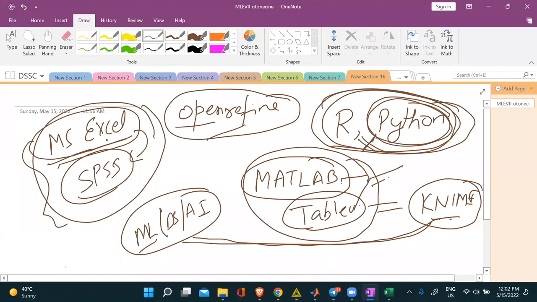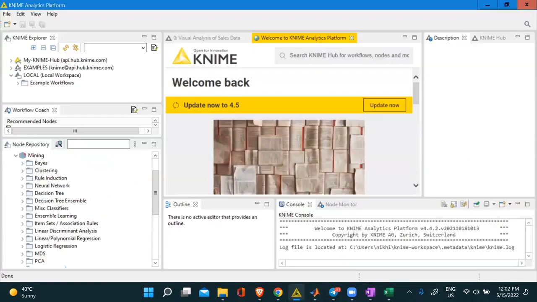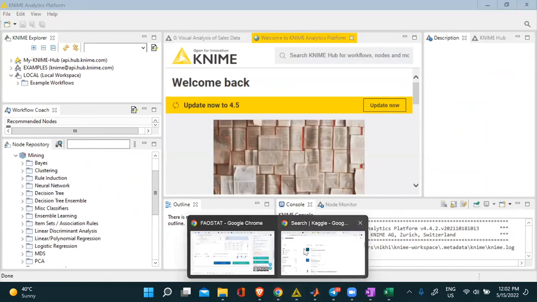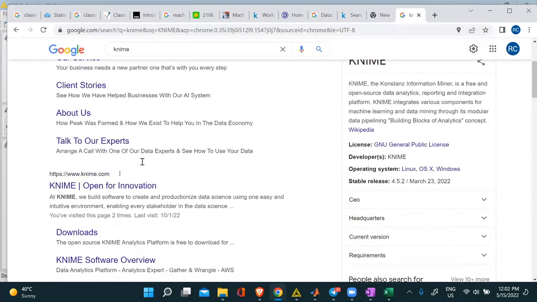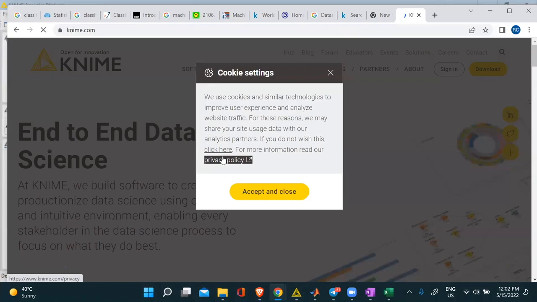But these are paid software. Either you will have to use a pirated version of it, which is not actually recommended for the teaching community. But if you want an open source tool which is free and has all the features, then as I said, KNIME is recommended. You can download KNIME from the site. You just have to Google KNIME, and you can download it from this site. Okay.